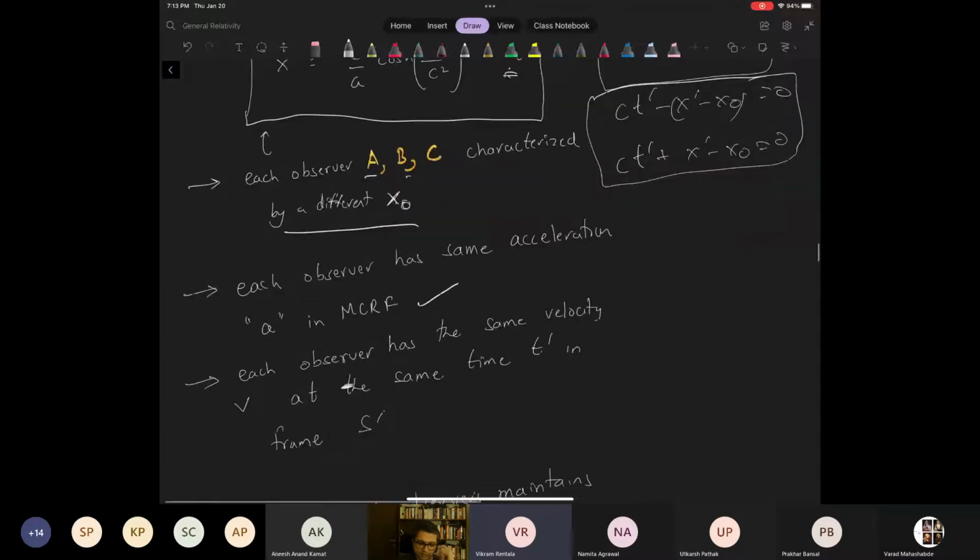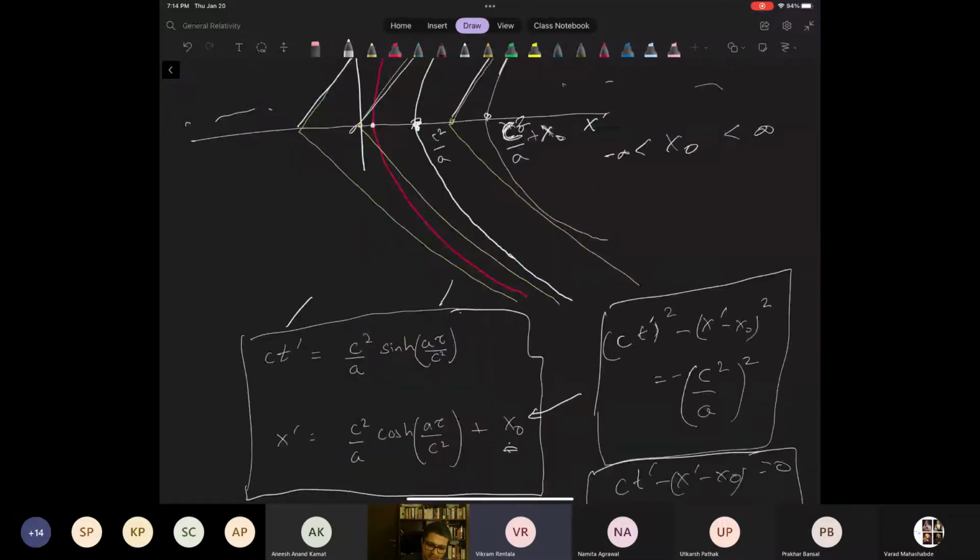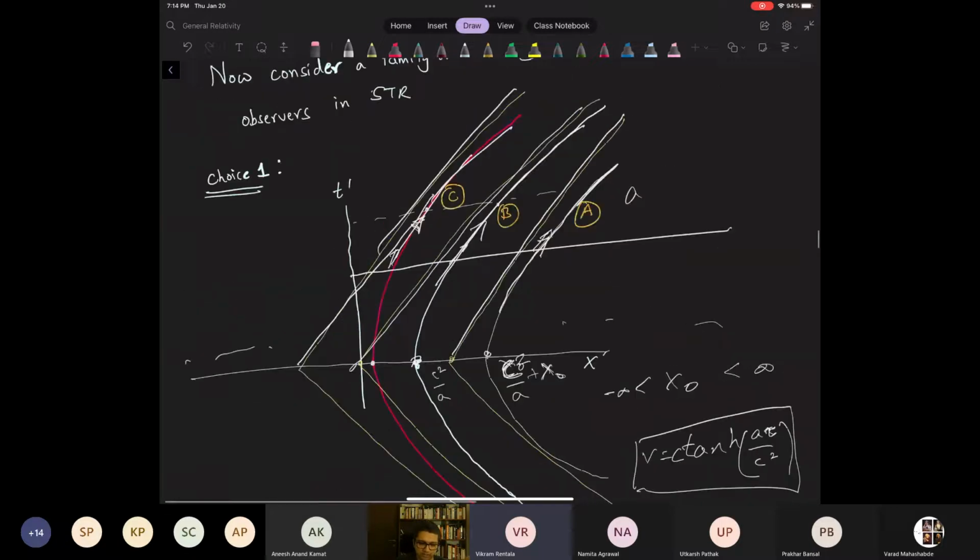Okay. Now the other interesting thing is that if you look at some time t prime, each of these observers has the same velocity, because if I fix t prime, then I'm fixing tau, which is the proper time, and the speed of each observer as measured in this inertial frame is c times tanh of a tau over c square, or c tanh of eta. Okay, and they all have a common tau, or proper time, and therefore the speeds of all of them are the same for a given t prime. That's also easy to see because these are parallel hyperbolas, so the tangents are parallel at a given t prime. So all of them are traveling at the same speed as measured in this inertial frame S prime.